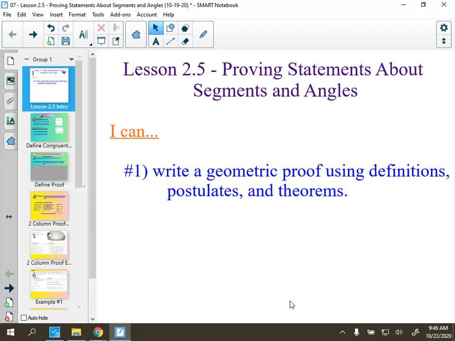All right, welcome to lesson 2.5, proving statements about segments and angles, geometry notes. So here we go. The big goal for today is to extend concepts from previous lessons. If you recall, 2.4 talked about algebraic proofs and justifying steps in an algebra situation. We previewed where we were going, and we finished with a geometry proof example.